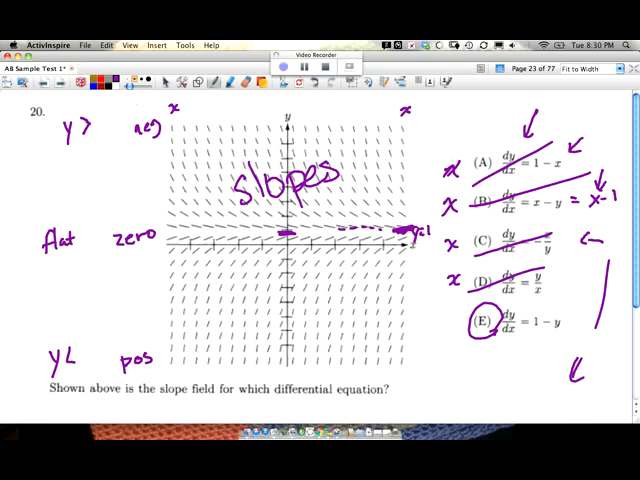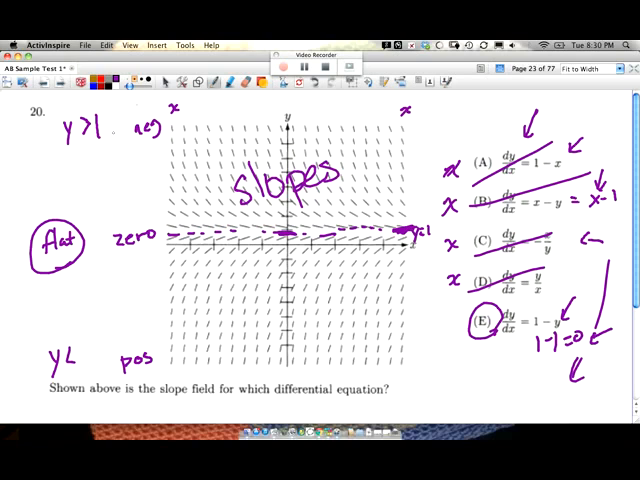Alright, so then that leaves E. And guess what? 1 minus 1 equals 0, which means when I plug in 1 for y, I get 0 for the derivative, which means I get a flat slope, which means I get this picture. Now, if I wanted to be really thorough and check the other ones, I could.